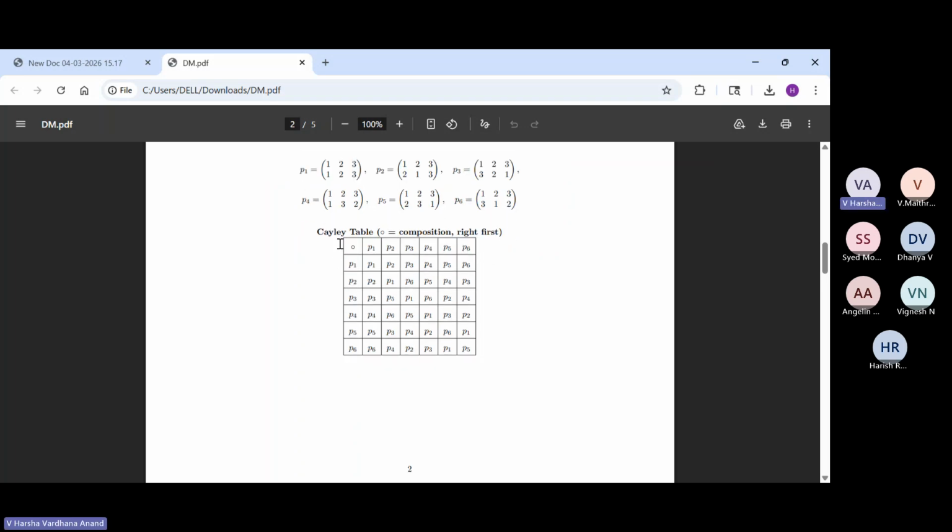Again, what is Cayley's table? Cayley's table is just a way of depicting and representing that.